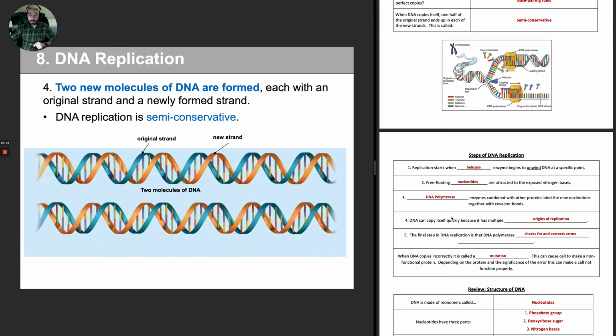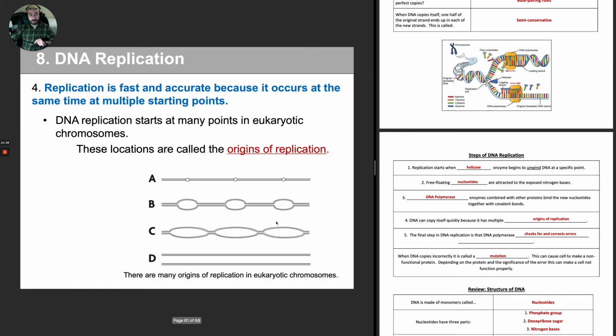And so for number 4, be a little patient here, it takes a second to get to it, but the next thing that happens is that you end up with these two new molecules of DNA. And remember that each of these is 1/2 old DNA, 1/2 new, and we call that semi-conservative. And so the reason that replication is fast and accurate is because it has multiple origins of replication. So it starts in multiple places at the same time. And so this is in eukaryotes specifically.